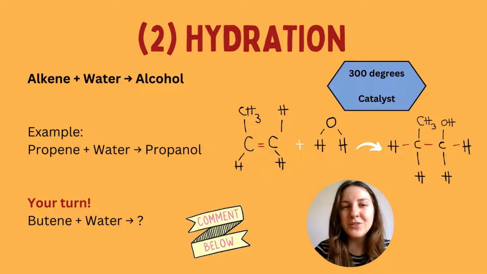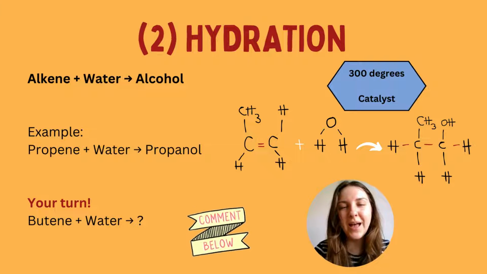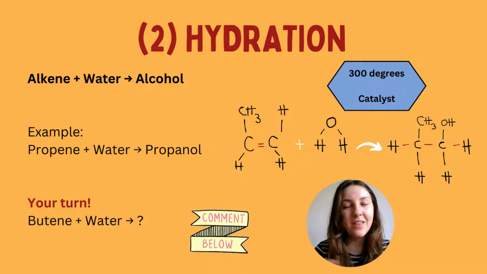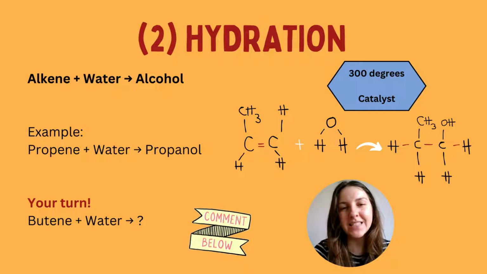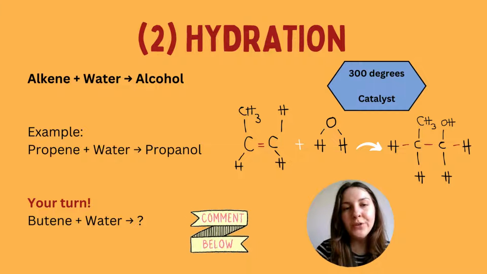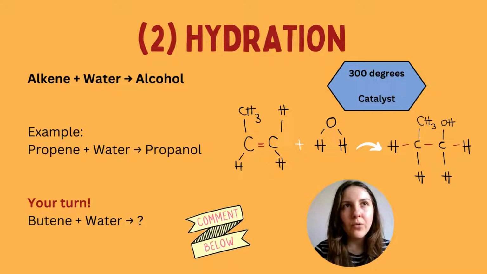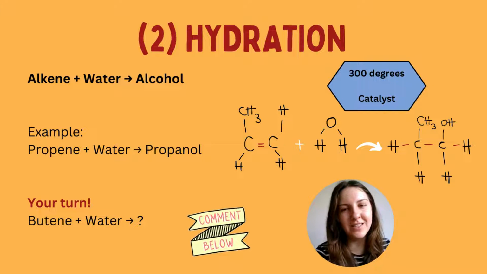The next type of addition reaction is called hydration, and as the word hydration may imply, there is some water reacting here with the alkene. So alkenes and water form an alcohol. Kind of ironic because alcohol is actually dehydrating, but when you add water to an alkene, it's actually hydrating.